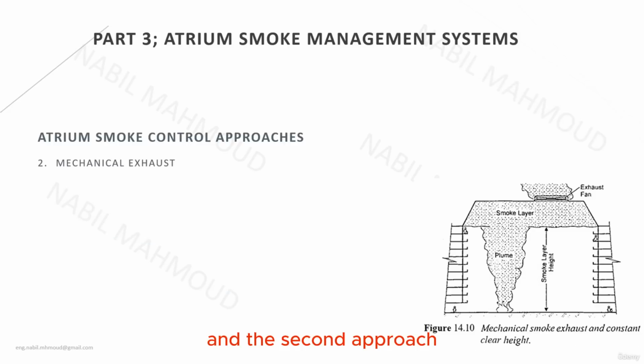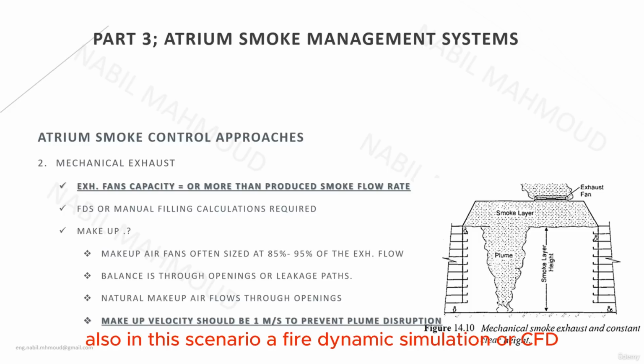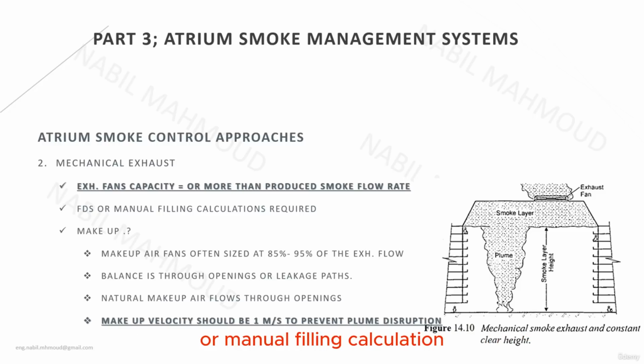And the second approach is the mechanical extract option, using mechanical smoke exhaust fans to extract the smoke from the atrium at a rate that is equal to or more than the rate of smoke production from the fire. And this is crucially important. Also, in this scenario, a fire dynamic simulation or CFD or manual filling calculation is required for the volume enclosure of the atrium.